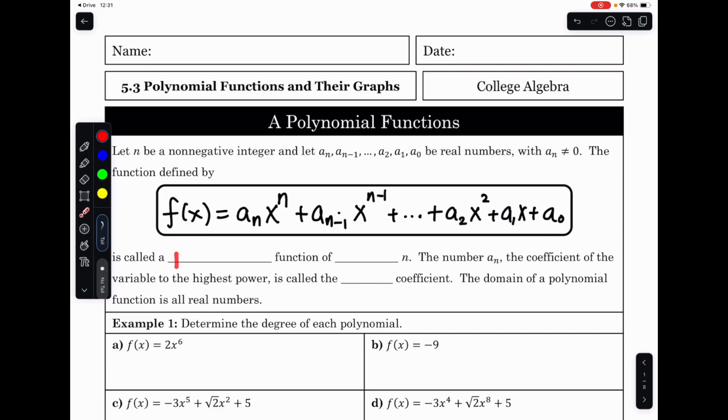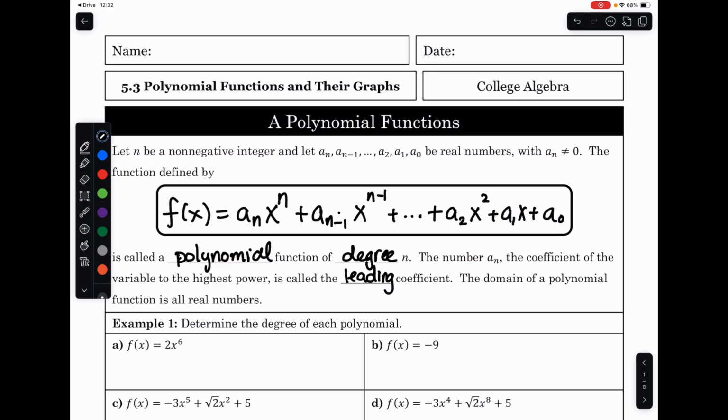Now this again is referred to as a polynomial that has a degree of n units. So this number here normally should be the largest one, and that represents the degree of the polynomial. And the number a sub n is referred to as the coefficient of the variable to the highest degree, and that's referred to as the leading coefficient because it's in the front.